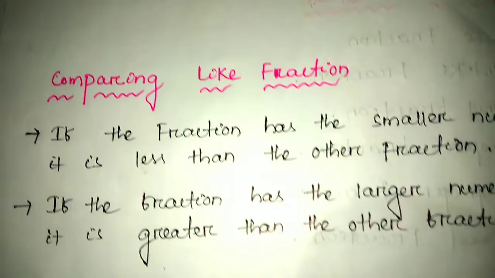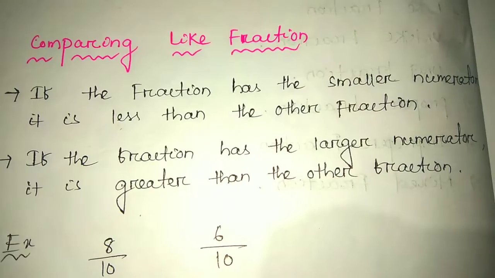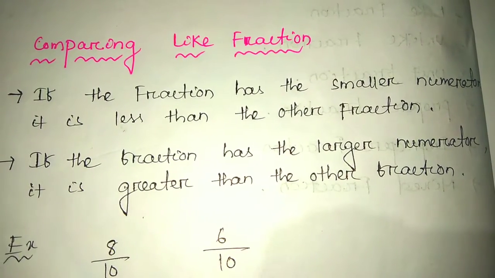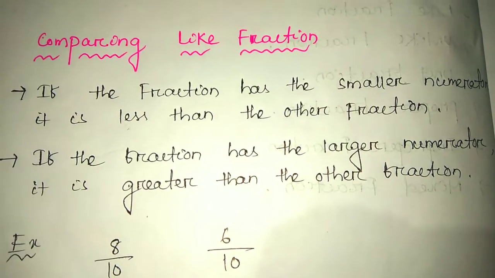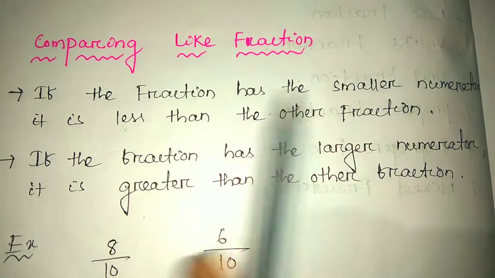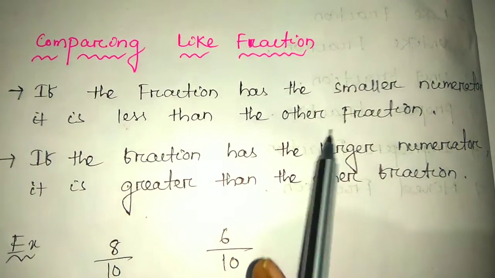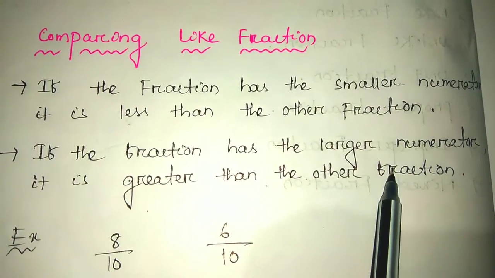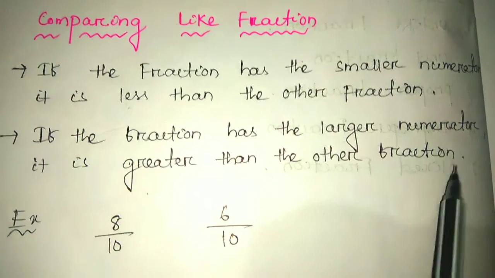Now we will see how to compare like fraction. So comparing like fraction is very easy. All you have to do is compare the numerators. So first see the rules. If the fraction has the smaller numerator, it is less than the other fraction. If the fraction has the larger numerator, it is greater than the other fraction.